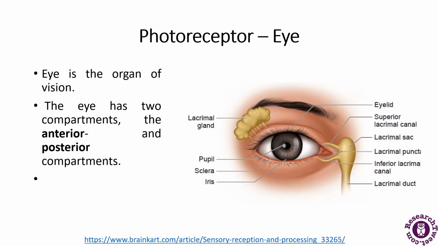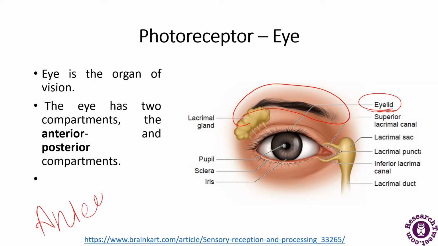Now there is a structure of the eye which represents various parts of the eye. If I talk about the eyelid here, what do the eyelid and eyebrows do? The eyelid and the eyebrows help to protect the eyeballs from foreign objects and also from the direct rays of the sunlight. So these two things help in protection. Then there are two compartments, the anterior and posterior compartments. First I will talk about the anterior compartment.